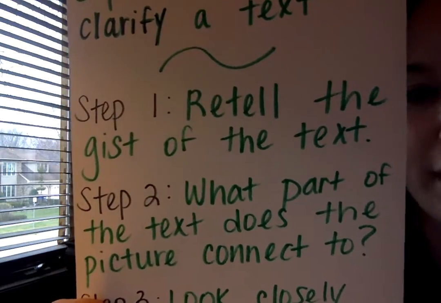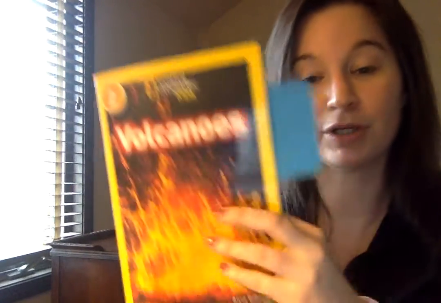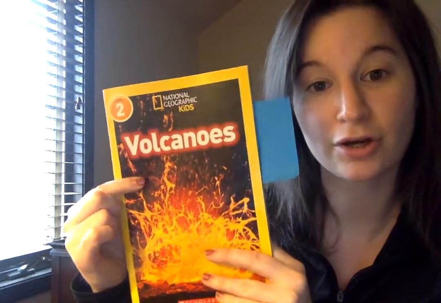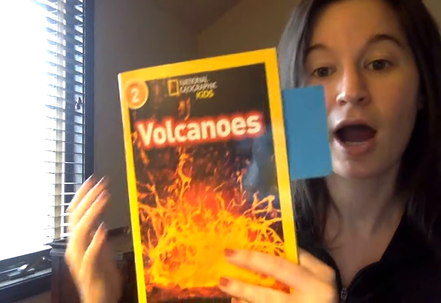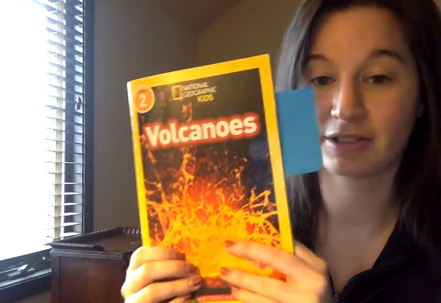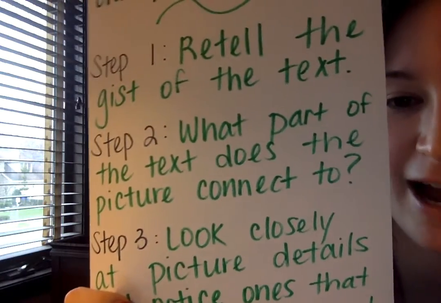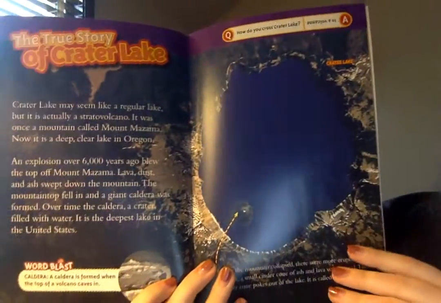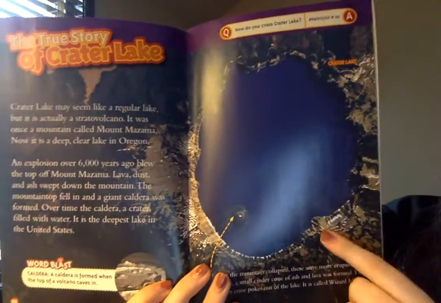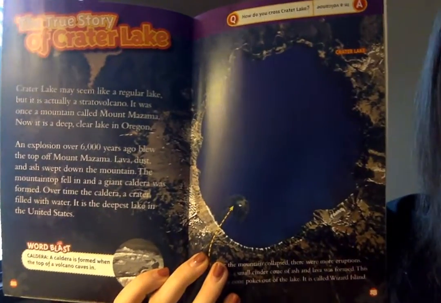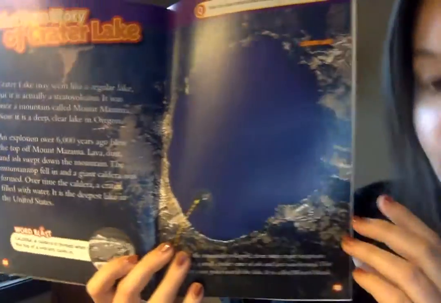Step number 1, retell the gist of the text. As I said in my model question, we know that this text is all about volcanoes, learning how they erupt, how they are created, and we're learning all about different volcanoes around the world. Step number 2, what part of the text does the picture connect to? Looking at the picture and looking at the heading, we know that we're learning all about Crater Lake and how it came to be, and we're learning also exactly what Wizard Island is and how it was created.